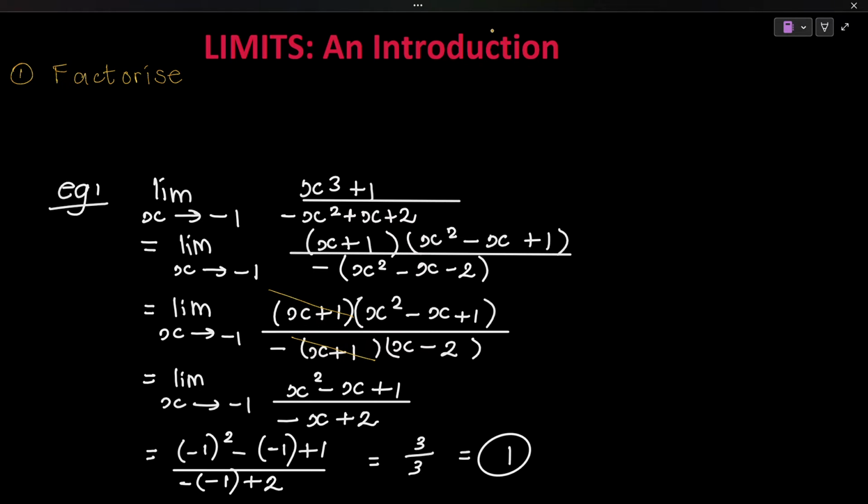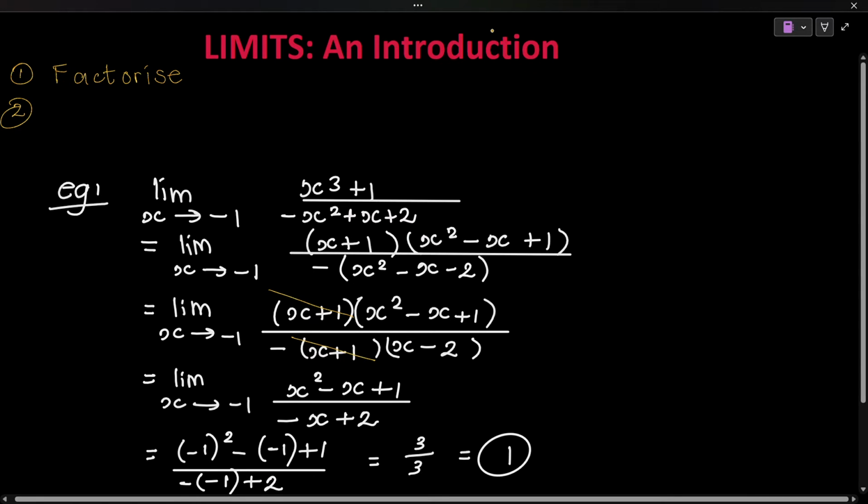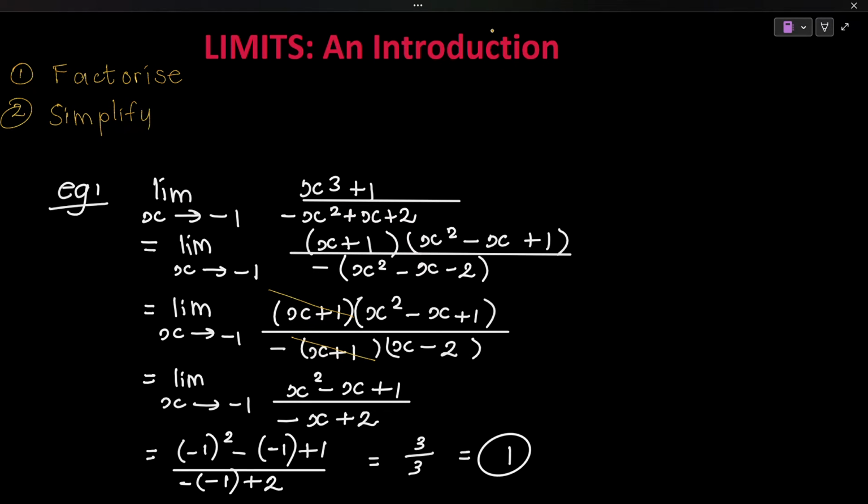So to add on to our steps, our first step is to factorize. Our second step is to simplify. When we say simplify, we mean once we've factorized, if we have any common brackets in our numerator and denominator, they can cancel out with each other. Okay, so our aim of factorizing is to find common brackets that can be cancelled out.